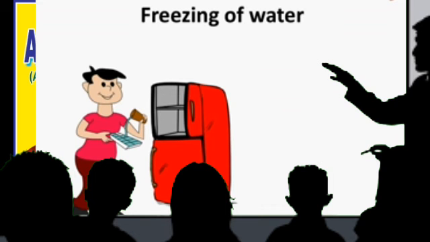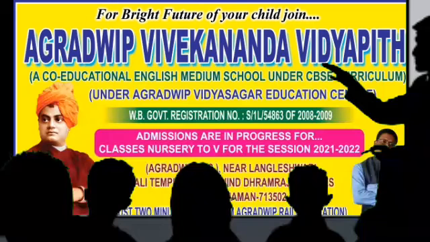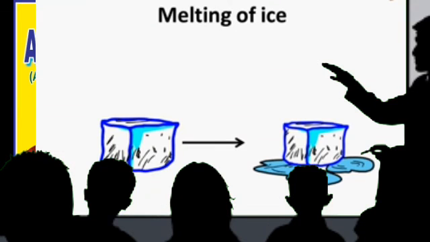Okay, the process of changing of water into ice on cooling is called freezing. Where that water is becoming ice, this process is called freezing. Look at the changes in water that you can see. Whenever you make water hot, it becomes vapor. Whenever you make water cool, it becomes an ice cube.